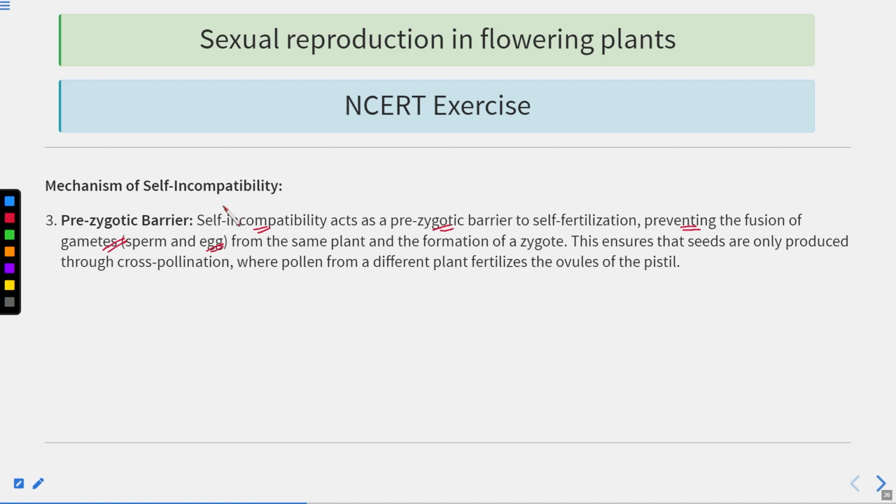So what is fertilization? It is the fusion of the male and female gametes. They fuse together and form a unicellular diploid structure which is known as the zygote. Clear? So here the fusion of the gametes is inhibited. This is known as the pre-zygotic barrier. Now this ensures that the seeds are only produced through cross-pollination, where pollen from a different plant fertilizes the ovules of the pistil. And this will also promote genetic diversity.